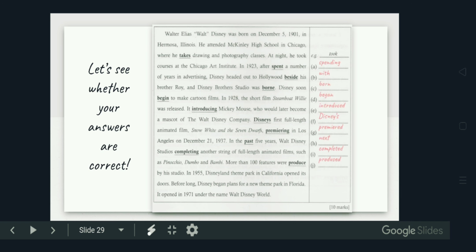Okay, and these are the answers, the correct answers. As you can see, there are also a spelling and a grammar error that was tested, which is the Disney Brothers Studio was born. Okay, B-O-R-N, born.